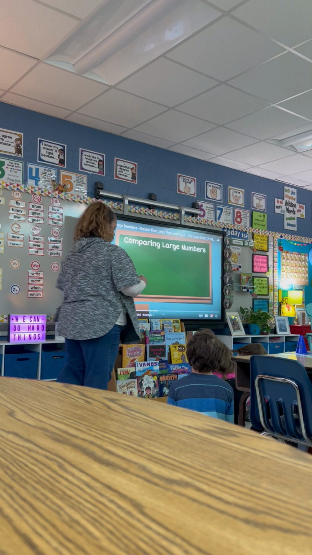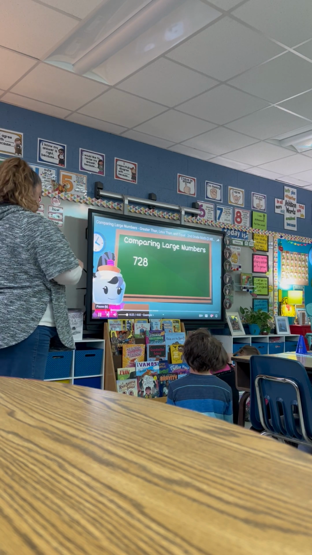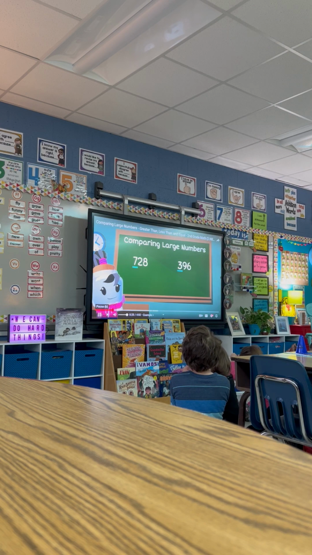For example, let's compare 728 and 396. Start by comparing the leftmost digits, which are in the hundreds place.